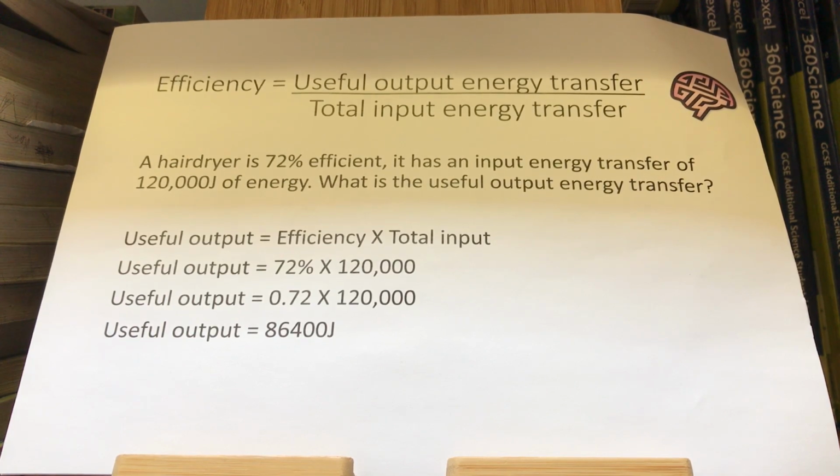Now we could leave this as a decimal answer. If it was 100% efficient, we would say it was 1, or we can turn it into a percentage, totally up to what the question is asking for.